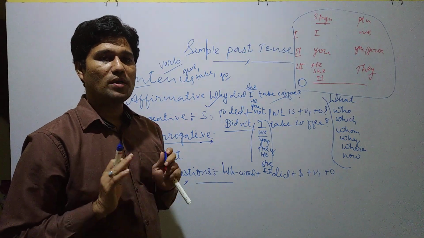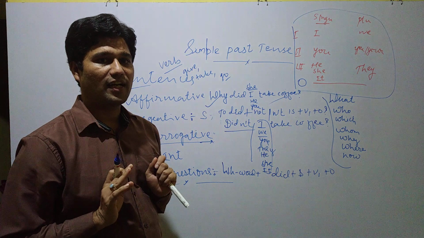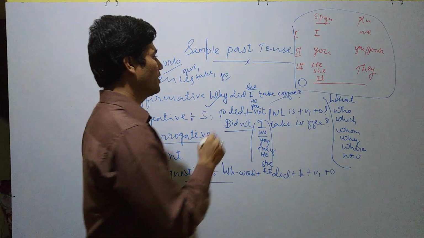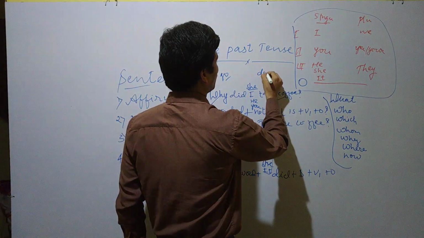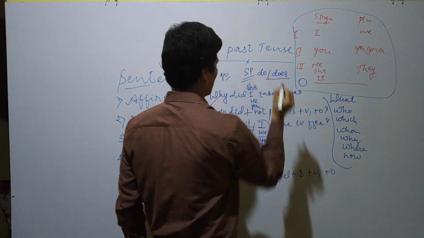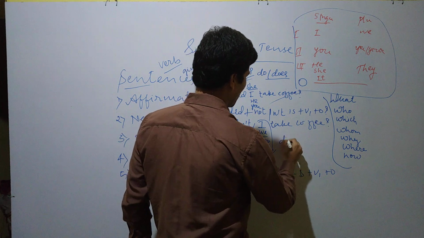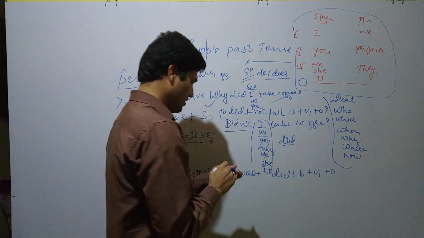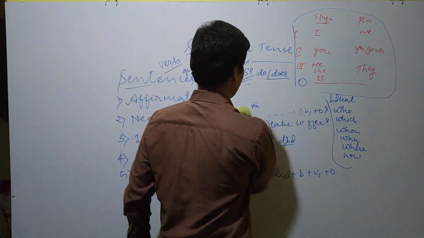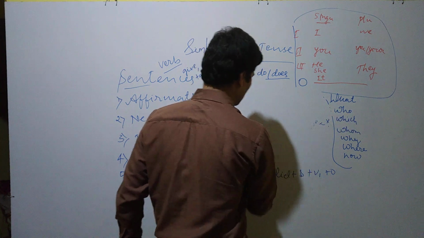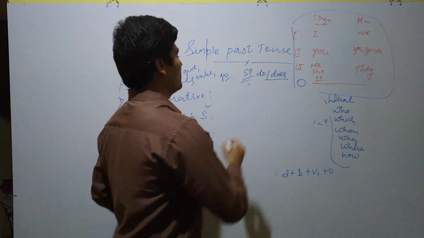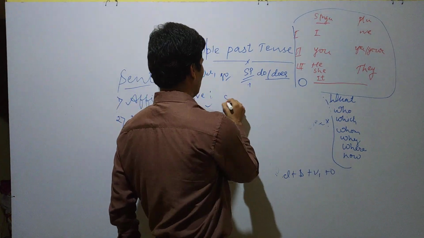Now let me tell you one trick. You must remember this regarding simple present tense and simple past tense. What is the comparison between them? We have do and does forms in simple present tense, and in simple past tense we have only did. So just understand that we have this bit of difference, so keep it in mind. This is all about your simple present tense and simple past tense.